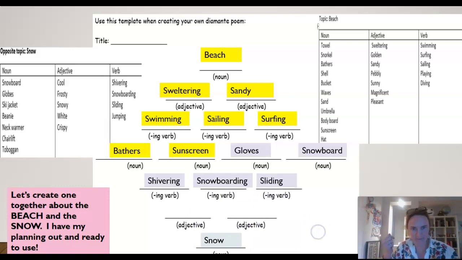Snowboarding. Sliding. Now I need two adjectives that describe the snow. Cool. Crispy. And I've got my 7th line already there because I put that in first. So boys and girls, we've created one together.